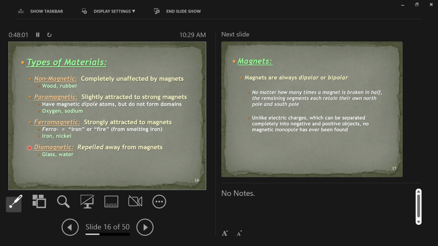Okay. And lastly, diamagnetic. Diamagnetic materials are repelled. Glass and water are examples that repel magnetic fields. So a magnetic field would either have to go around glass, right, or not penetrate at all. Glass disturbs magnetic fields. Okay, it interrupts the magnetic field. So glass and water are examples of that.